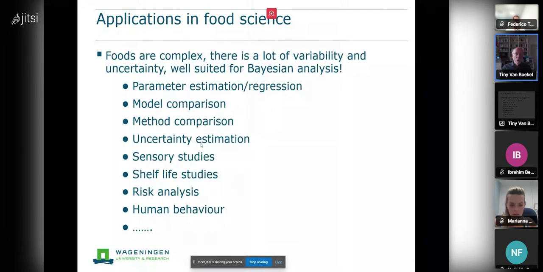But when we look at the type of studies that are done in food science, there are sensory studies, there are shelf life studies, there is risk analysis, there are human behavior studies like consumer behavior, and all of these aspects are very variable, in the sense that people do not taste the same, people do not behave the same. So there will always be big variability. And once again, the Bayesian analysis is really very well suited to deal with that.